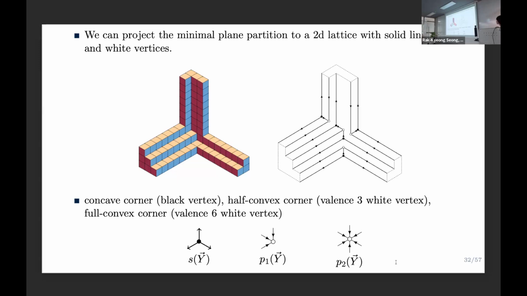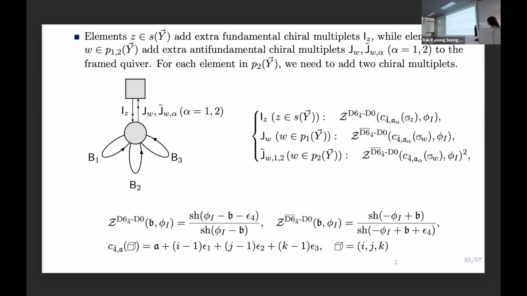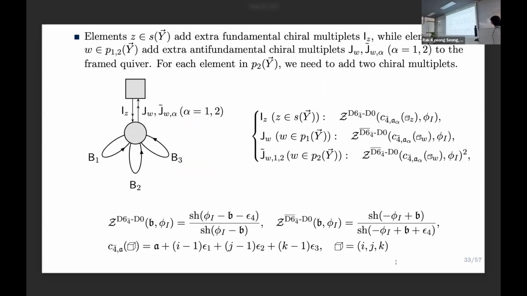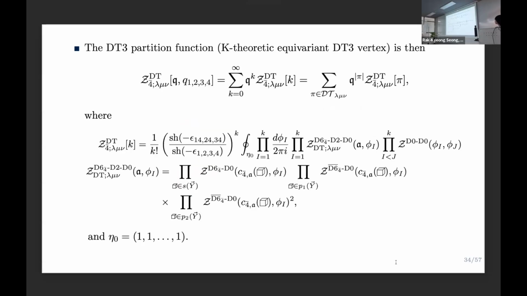Given these ingredients, you can write down the supersymmetric quantum mechanics and also the Witten index. I won't explain it, but the concave corner corresponds to the boxes you can add to this plane partition, and you can associate a fundamental chiral superfield to it. For the other sets of vertices, you can associate anti-fundamental chiral superfields. Then if you study the flavor charges and everything, you can write down the contour integral, or the DT3 partition function, or the K-theoretic equivariant DT3 vertex in this way.